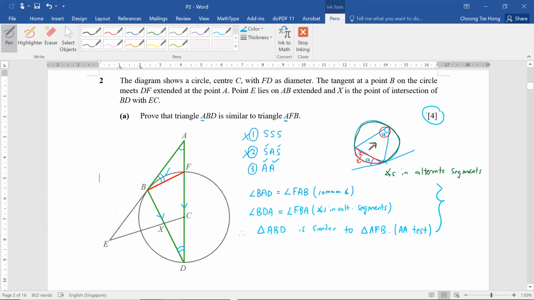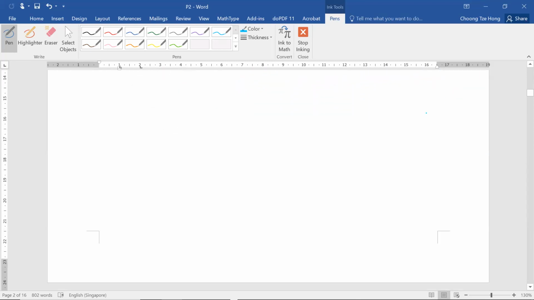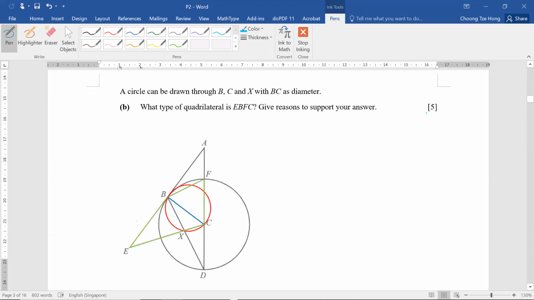Let's take a look at part B of the question. For part B, they say that a circle can be drawn through B, C, X with BC as diameter. So I've drawn the circle already, the red color circle. It passes through the circumference, where you can find point B, point X, and point C. And BC, which I've drawn in blue, it's not given in the diagram, is the diameter of the small red circle.